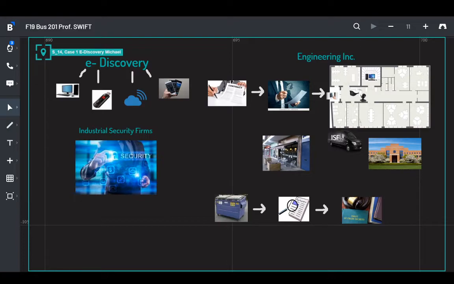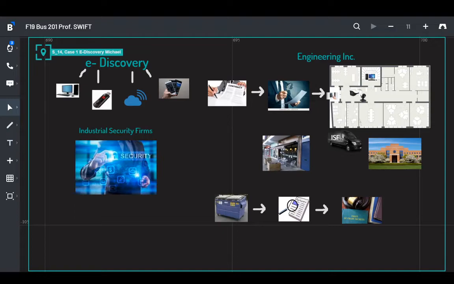Now, let's say that the employee sues the engineering firm. Obviously, the employee can ask through e-discovery, through the courts, for information from the engineering firm. Correct. All of their data that is relevant to the case. Correct. Can they ask the industrial security firm for information?